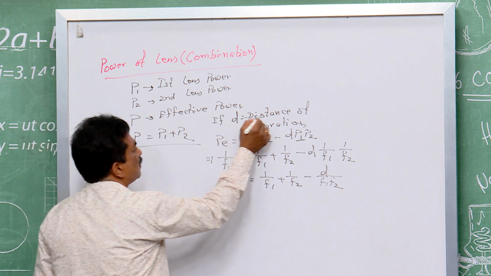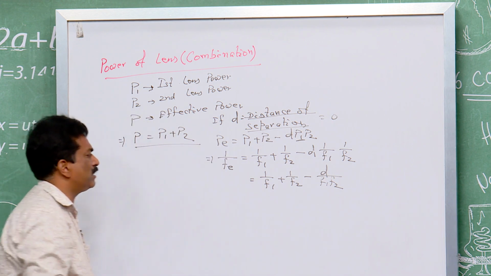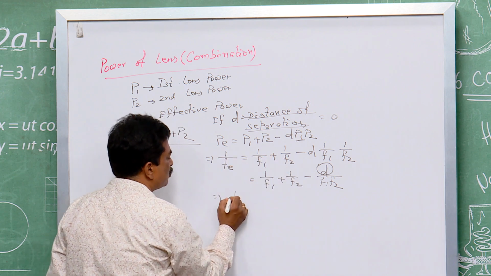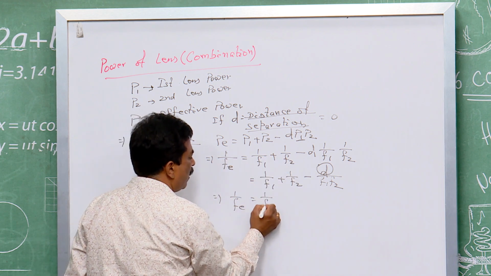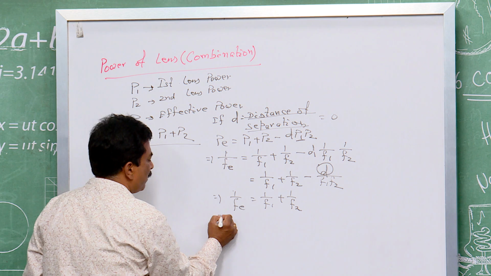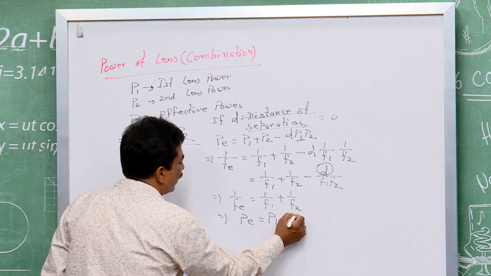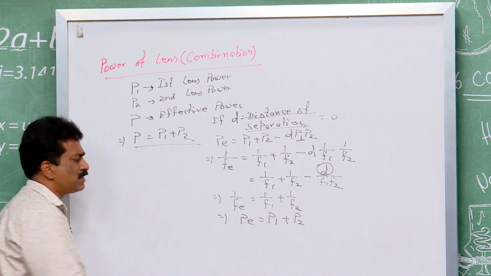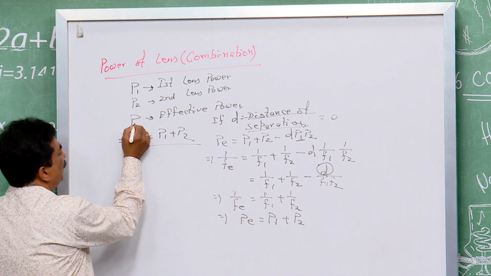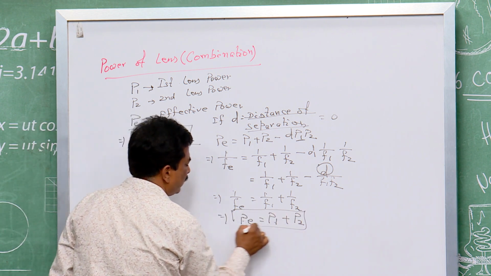If the distance of separation between them is negligible, meaning they are in combination, then D will be 0, and 1 by Fe is equal to 1 by F1 plus 1 by F2. This 1 by Fe is nothing but Pe. This is the power of the first lens, this is the power of the second lens. So, Pe, the effective power, is equal to P1 plus P2. Up to this we discussed.